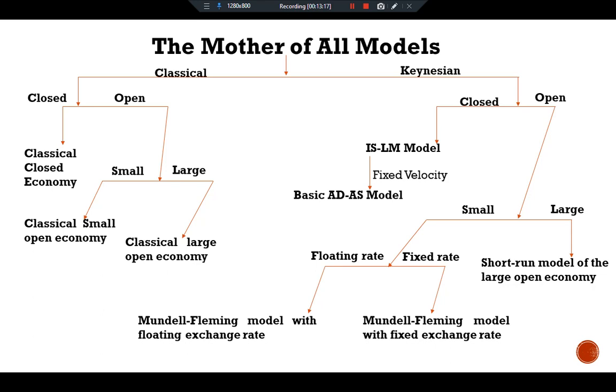This schematic diagram illustrated here shows how various models are related with one another. In particular, it shows how, starting with the mother of all models above, you can arrive at some of the models examined in our previous videos and in our previous discussion. Here are some of the main steps involved to study the mother of all models.